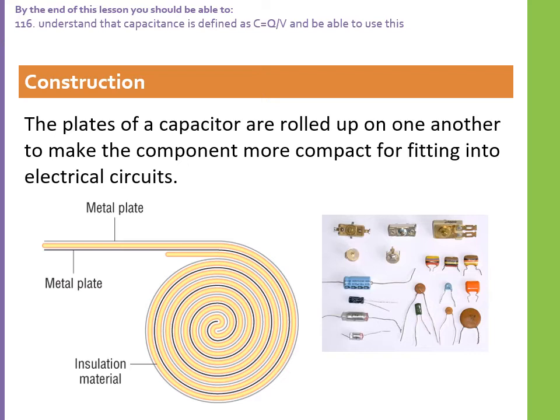The plates of capacitors are rolled up on one another to make the component more compact for fitting into an electric circuit. And you can see on the right hand side picture, there are different types of capacitor, different shapes, different sizes. Each electrical instrument is full of capacitors. Everything uses the capacitor: our mobile phone, our electronic devices, fans. It is widely used in electronics.